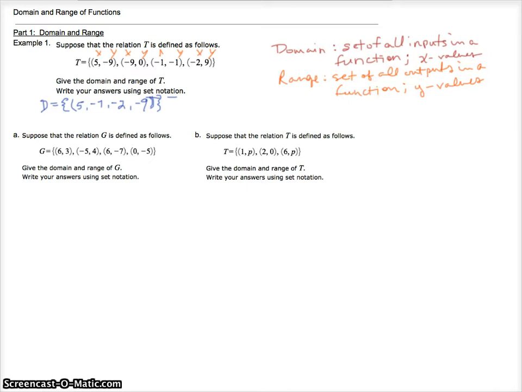For range, I need to look at my y values. Oh, excuse me, let's go with largest to smallest here. 9, 0, -1, and -9.